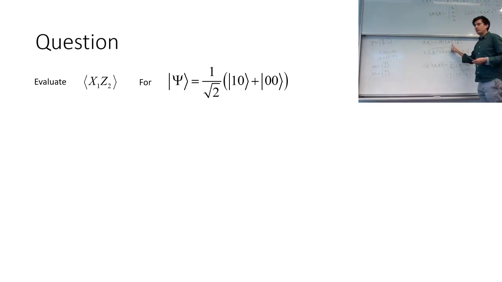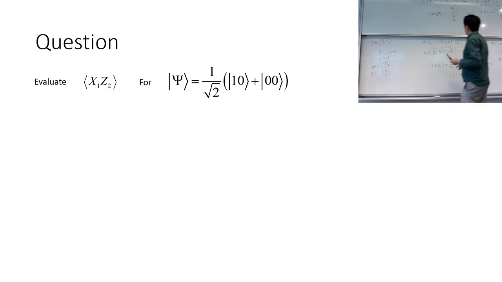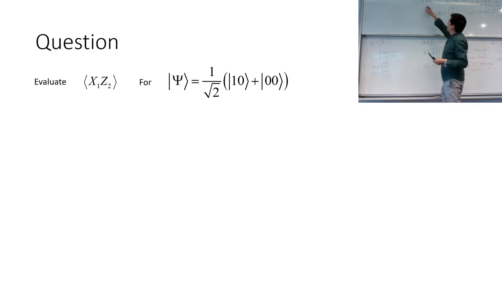So this thing in the middle, x1 tensor product Z2, this is a 4 by 4. So all these things have dimension 4. Here, remember we worked out what the matrix of the operator was, right? So x1 times z2 is also a 4 by 4 matrix, and you would need to work out what that 4 by 4 is.